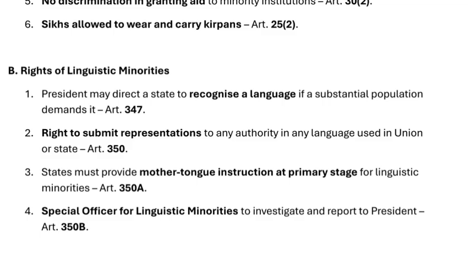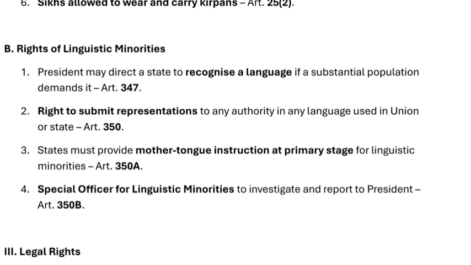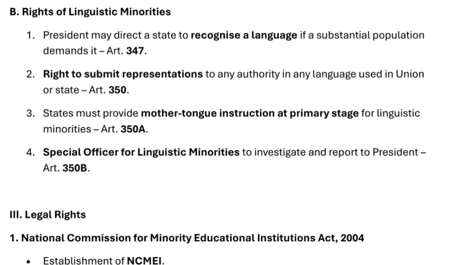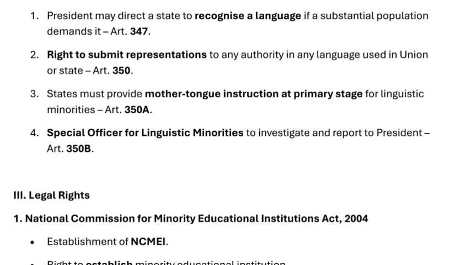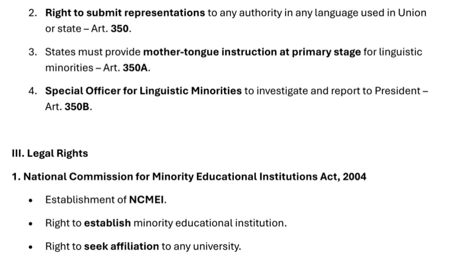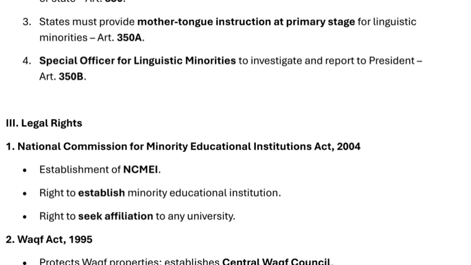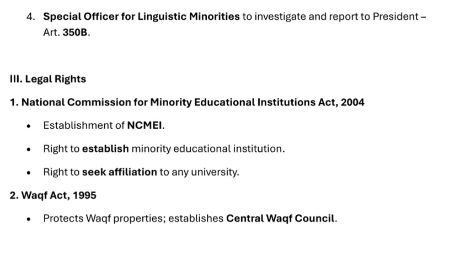1. The President may direct a state to recognize a language if a substantial population demands it, Article 347. 2. Right to submit representations to any authority in any language used in the Union or state, Article 350. 3. States must provide mother tongue instruction at the primary stage for linguistic minorities, Article 350A. 4. Special Officer for Linguistic Minorities to investigate and report to the President, Article 350B(3).